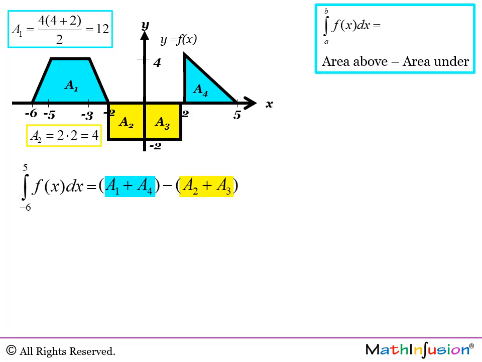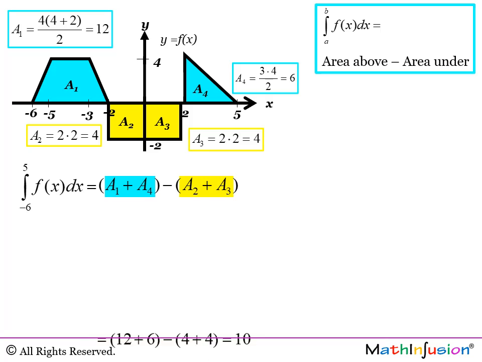A sub 2 and A sub 3 are both squares with side of length 2 units, and we get that both of them are 4. And what about A sub 4? This is a region of a triangle with height 4 and base of 3, which means the area is 6. So we get that the total is 12 plus 6 minus 4 plus 4, so the total is 10, which means that this definite integral equals 10.